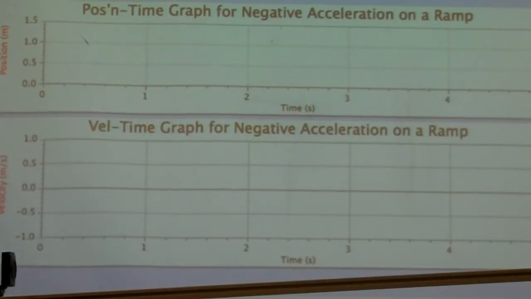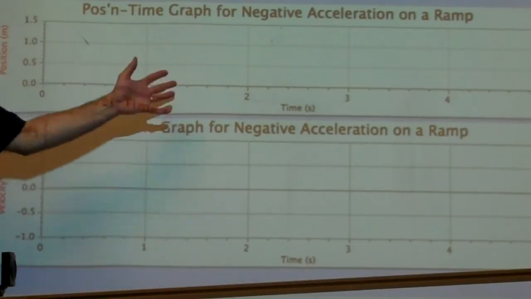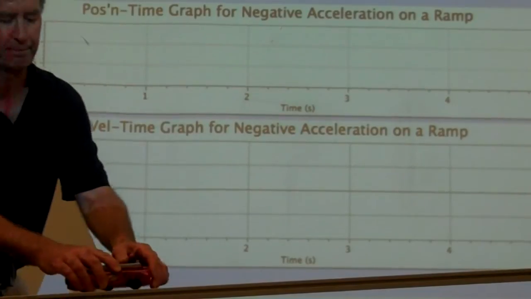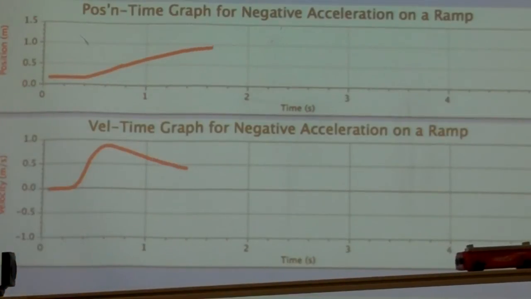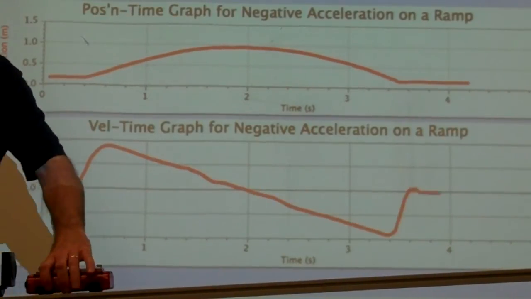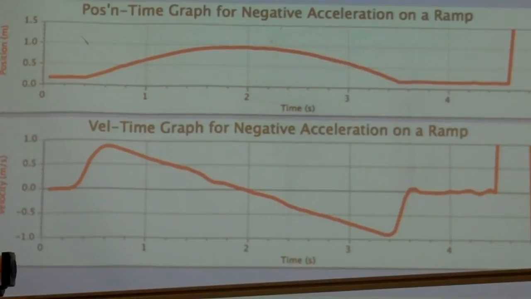In the background, what we have are two graphs. At the top, a position versus time graph for this motion, and at the bottom, a velocity versus time graph. We'll be able to look at these two graphs as the cart's actually moving and see what we can find out about how the motion is associated with the graphs. So here we go. Okay, there we have the graphs. At the top is the position versus time graph, and we'll look at that one first.